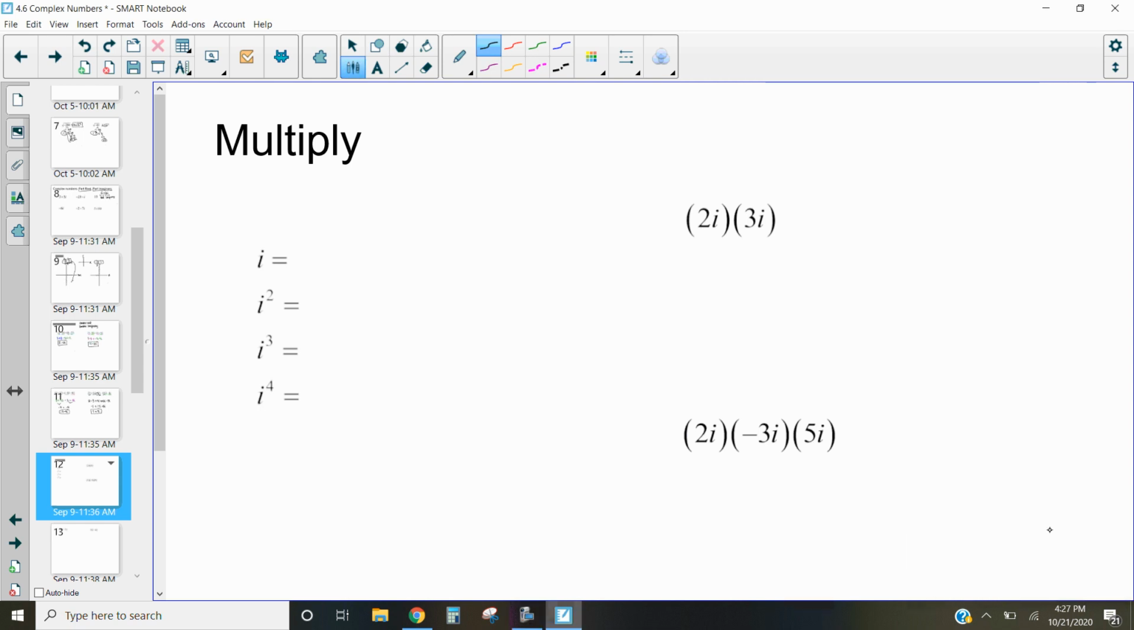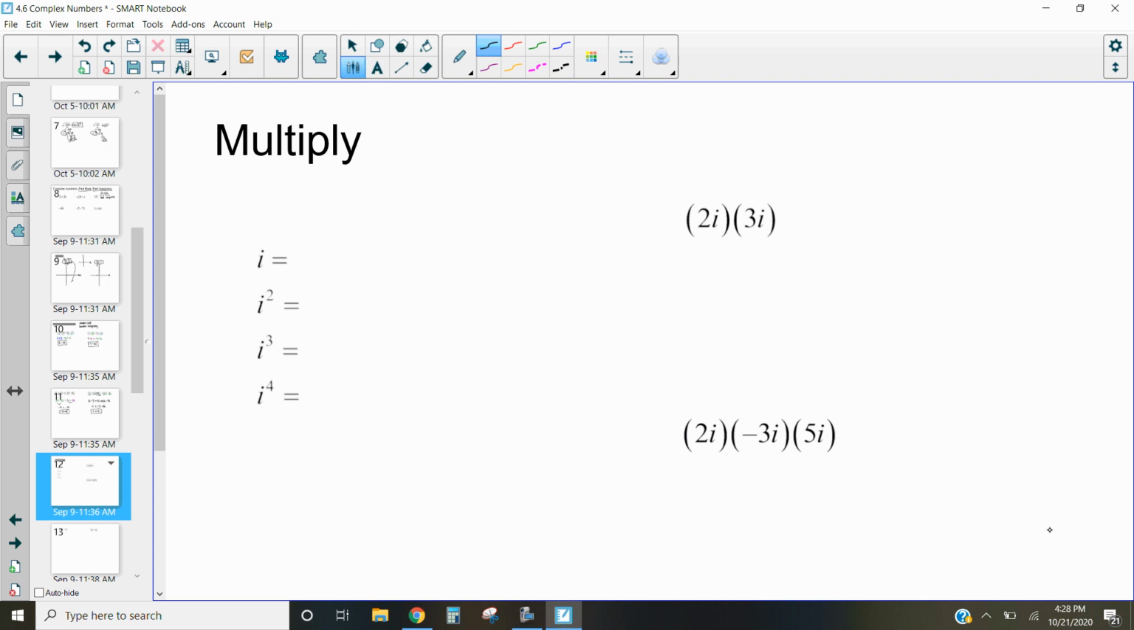Hi, this is Mrs. Kidman, and in this video, we're going to be discussing how we multiply complex numbers. When we multiply complex numbers, we're actually using something that we call modular arithmetic. That means after they hit a certain point, they just repeat themselves, and that's because it follows a certain pattern.